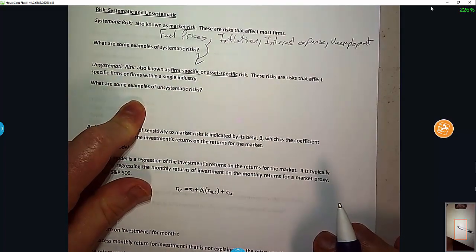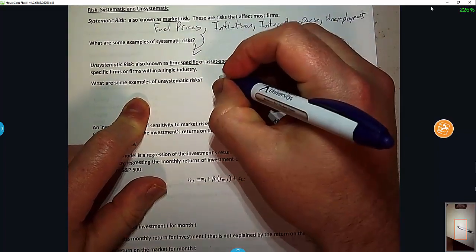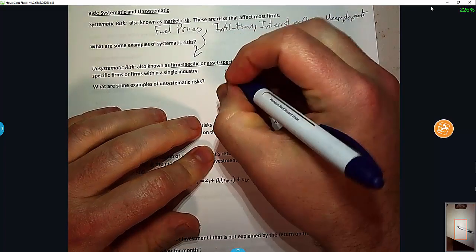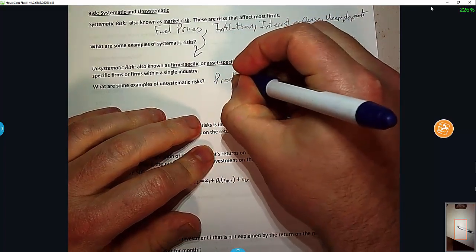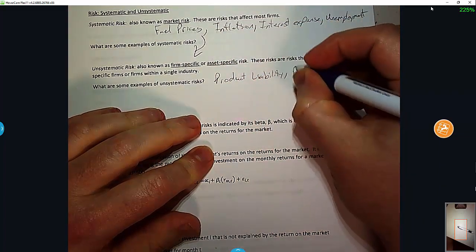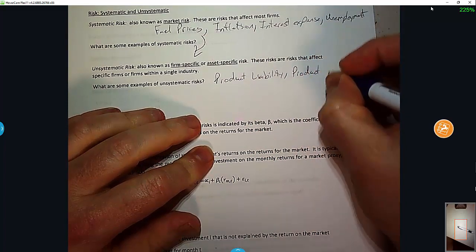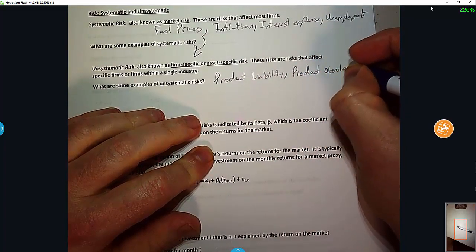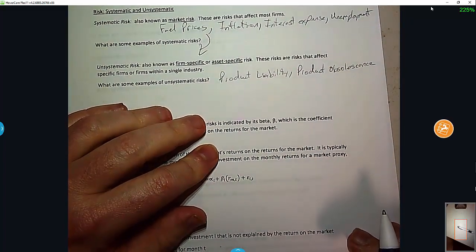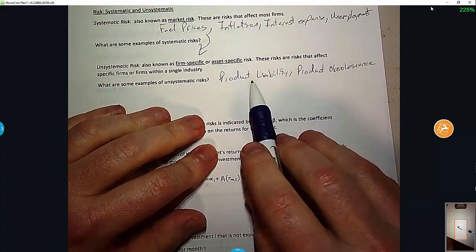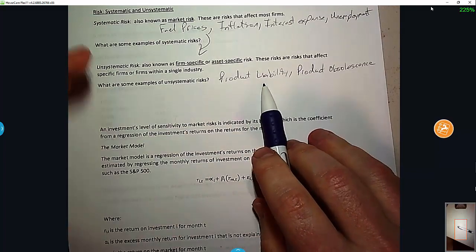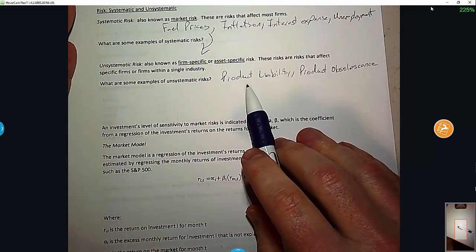So some examples of unsystematic risks. These generally have to do with the product or service that they provide. So product liability, product obsolescence. Those are both things that a lot of firms face if they sell a product and it's dangerous or there's something wrong with it and they can get sued. Not only do they get sued, but it also hurts their ability to sell in the future.